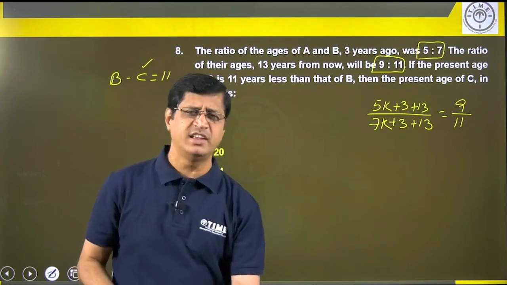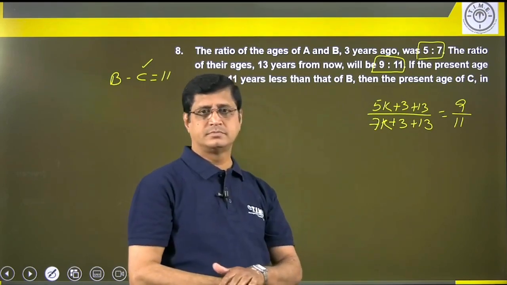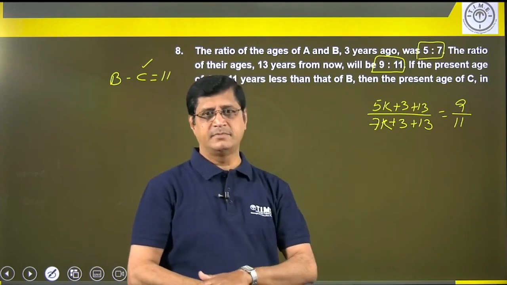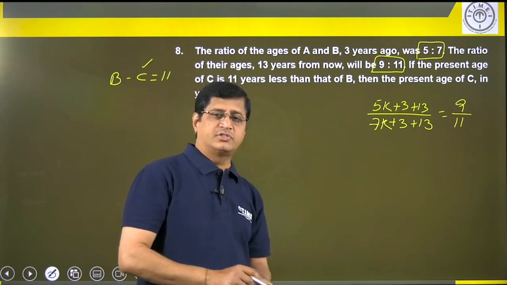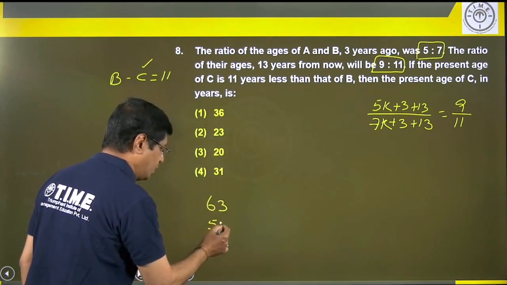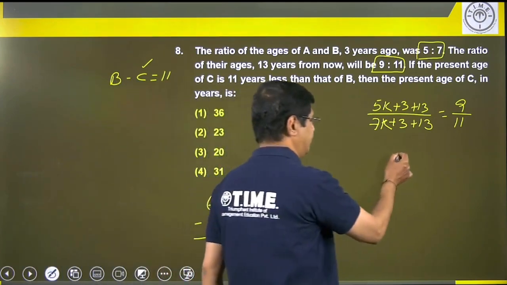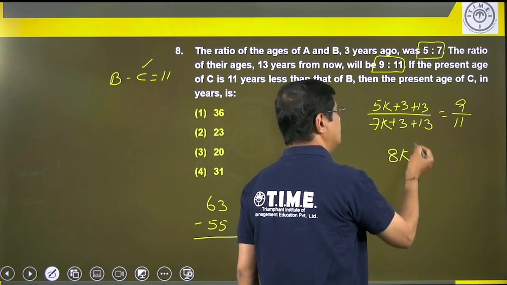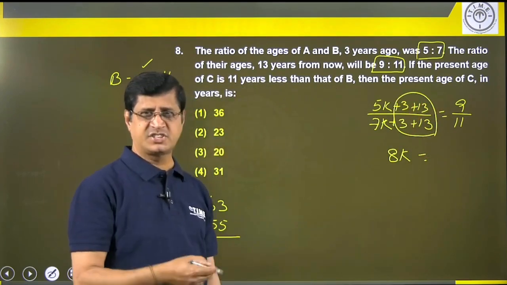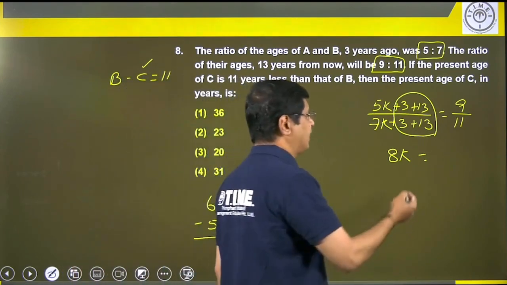Now look at this, easily how to answer. 11 times 5, 55k. 9 times 7, 63. Now 63 and 55, how much is the difference? That is 8. So 8k. Now the same value is added on either side, 16. Now what is the value on solving this?